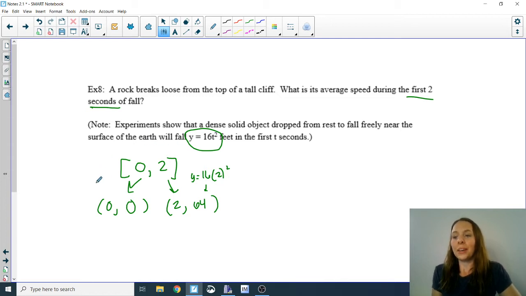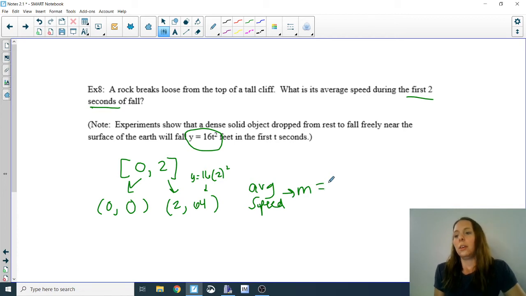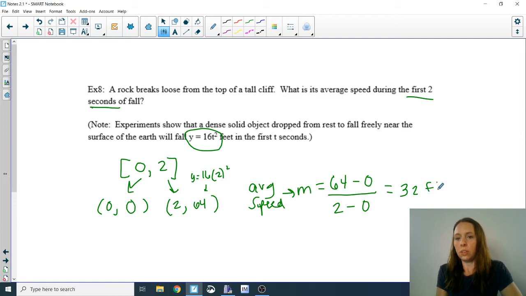All right, so yet again, I now have 2 ordered pairs, and if I'm asked to find the average speed, I can just show that as the, ooh, my handwriting is so bad still on here. I'm trying. Okay, that's the slope between the 2 points. So I'm going to take my y2 value, my ending, minus my y1 over x2 minus x1, and get an average speed of 32 feet per second.